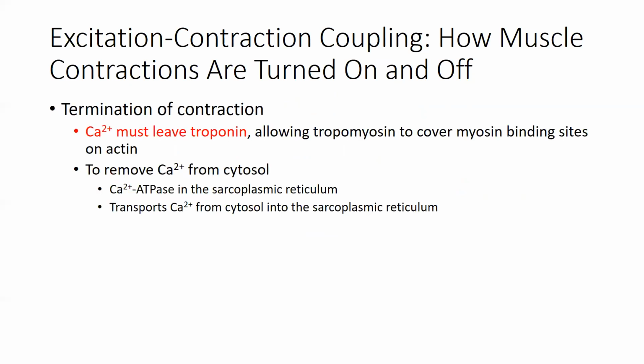All right, and lastly, in order to terminate contraction, calcium must leave troponin. Calcium must move away from troponin, cannot be bound to the complex. And tropomyosin is going to cover those myosin binding sites, and calcium needs to be actively pumped out of the cytosol or the cytoplasm back into the sarcoplasmic reticulum. And this happens by this calcium ATPase pump, which actively pumps calcium out of the cytosol.